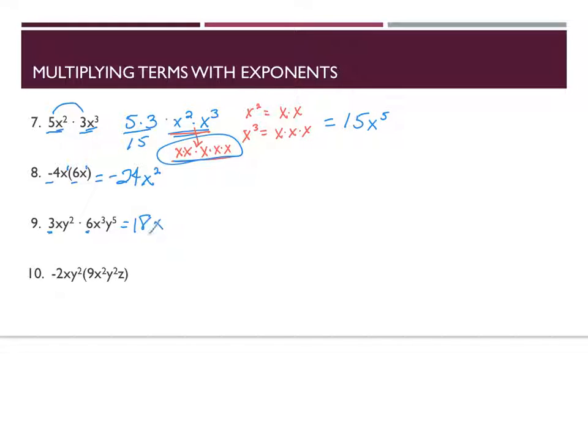How many x's do I have multiplied together here? Here's 1, here's 3 more. That makes a total of x to the fourth. How many y's? Y to the second and y to the fifth means I'd have a total of 7 of those y's stretched out and multiplied together. That's y to the seventh.